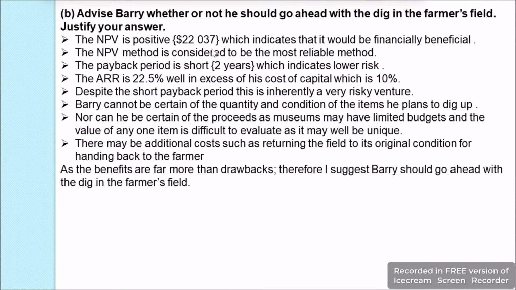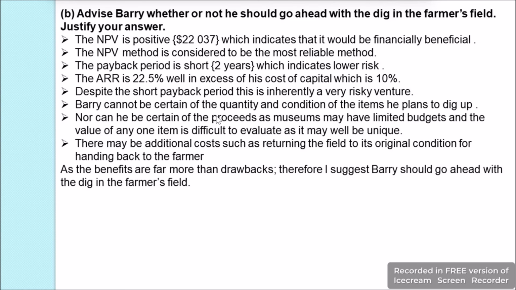Apart from that, the payback period was also very short, that was 2 years, so the risk of getting back the initial investment is also low. So based on this also he can accept the project. And ARR was also quite high, that is we got the accounting rate of return as 22.5% and the cost of capital was just 10%, so there is a difference of 12.5%. So as we are getting excess of ARR, this will be financially beneficial if Barry takes this project.